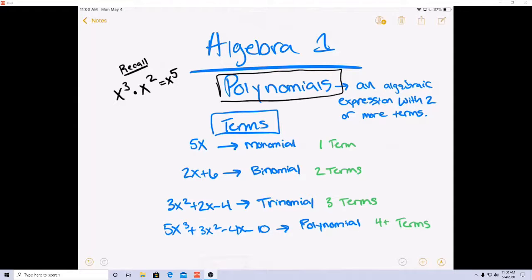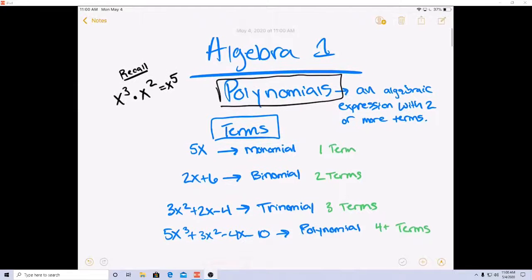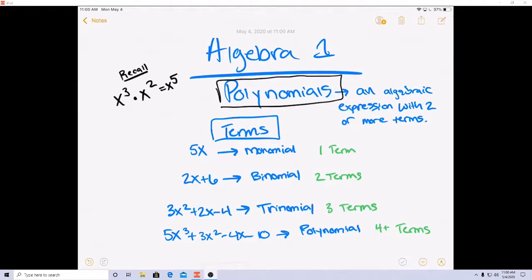And we're going to get to that real quick. And I'm just going to go over this stuff real quick just so you've seen it. Again, we'll have to figure out a way to make sure that you actually get this stuff in your upcoming math classes. But anyway, a polynomial is an algebraic expression with 2 or more terms.